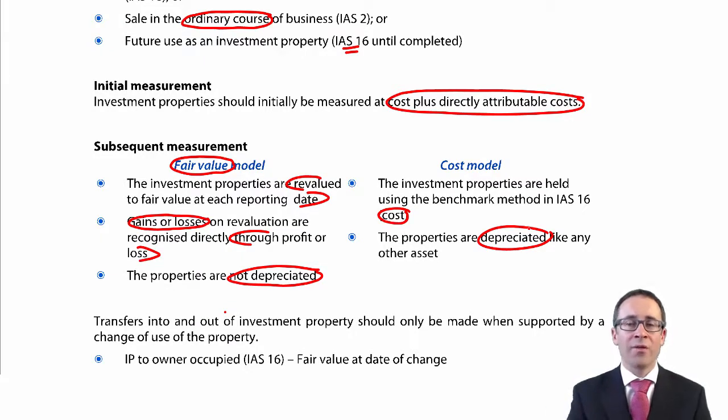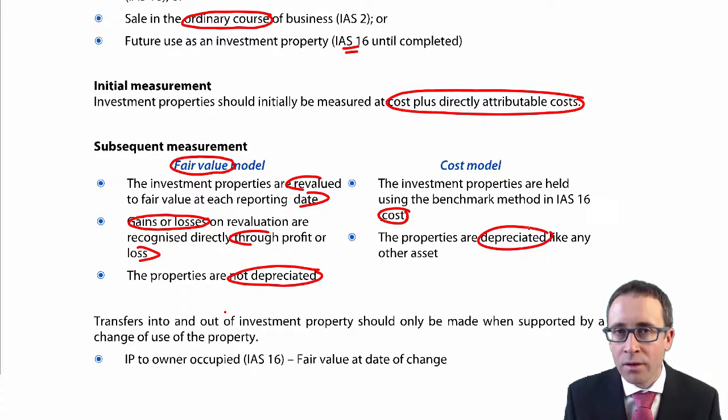Now, you've seen all of that under IAS 16 and property, plant and equipment. Why worry about it? You can do that already. The key bit is the fair value model. You revalue your investment property to fair value at each reporting date. Gains and losses go through profit or loss.